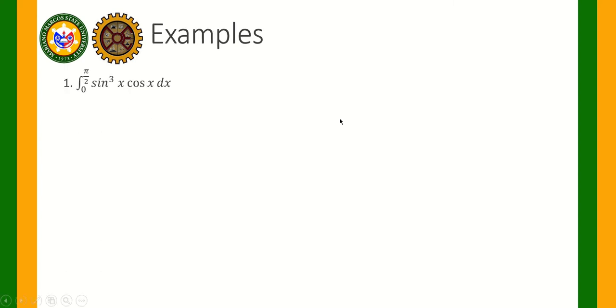Okay, so let's try examples for this. Example number 1: the integral of sine cubed x cosine x dx, limits from 0 to pi over 2. So first, determine muna natin kung ano si m and n. For this example, m is equal to 3 and our n is equal to 1. Since one of them is odd, ibig sabihin, we will use alpha equal to 1. Okay? And our formula will be like this.